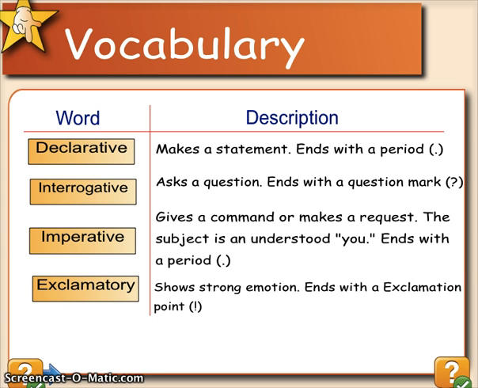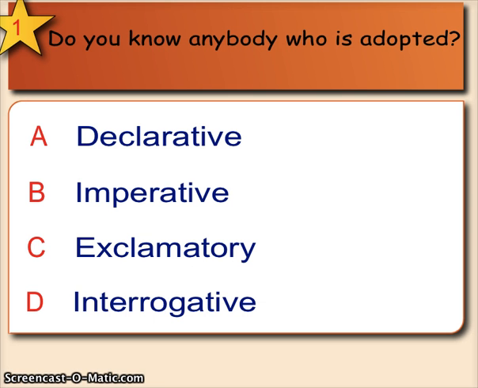So the 4 types of sentences are declarative, interrogative, imperative, and exclamatory. Declarative is a statement, interrogative is a question, imperative is a command or a request, and exclamatory shows emotion or excitement. Let's see if we can apply what we learned to some practice examples.